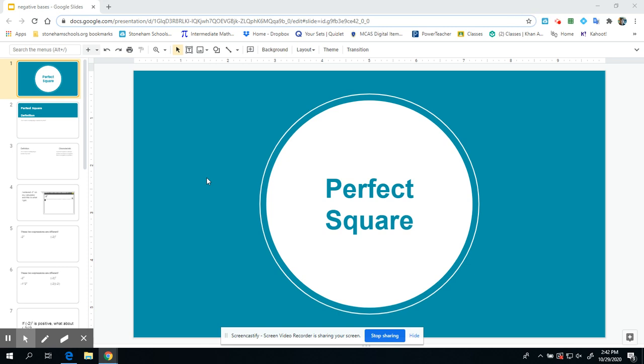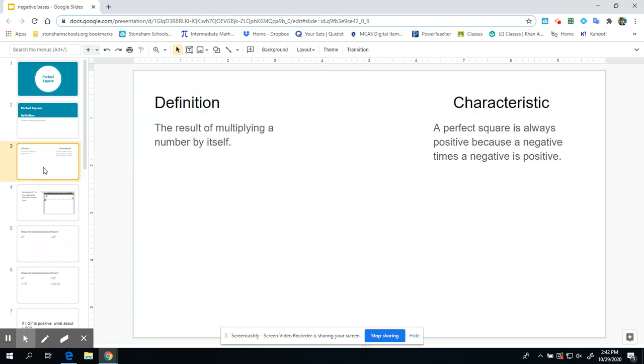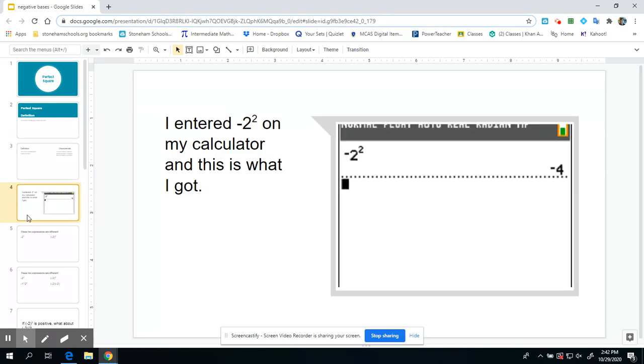A perfect square was a word of the day that we had at the beginning of the year. A perfect square is the result of multiplying a number by itself. A characteristic of a perfect square is that it's always positive because a negative times a negative is positive.